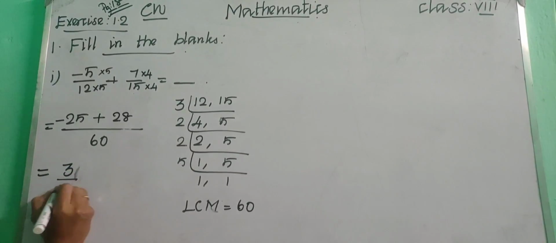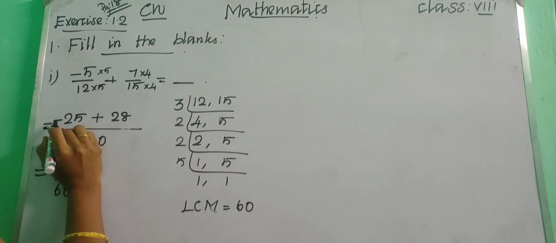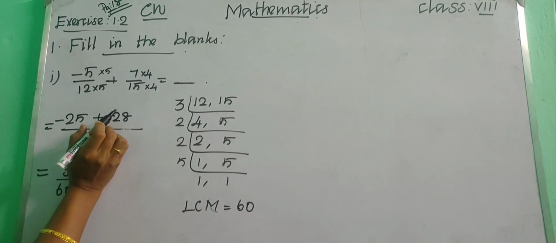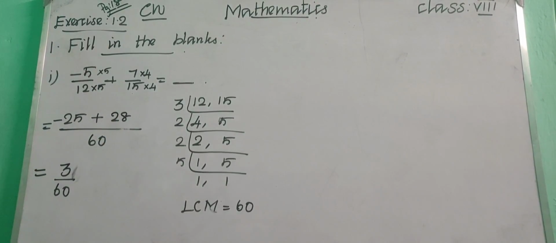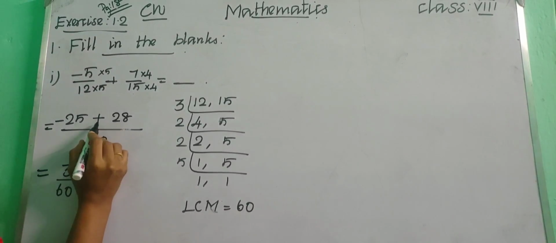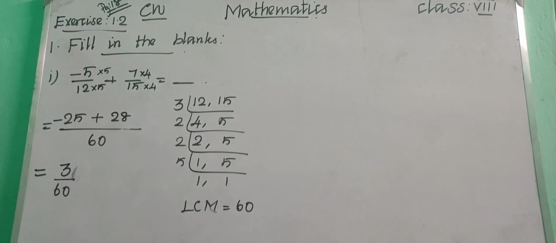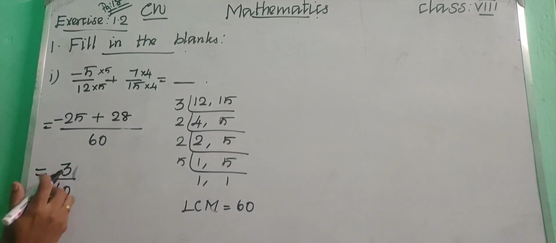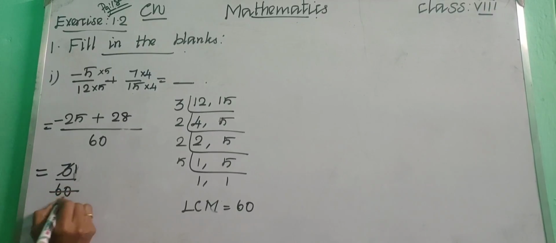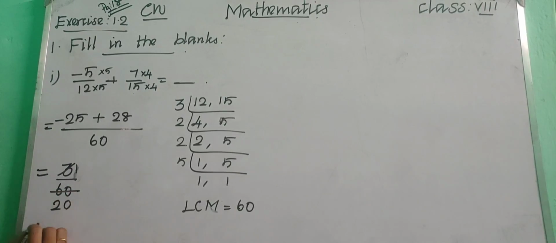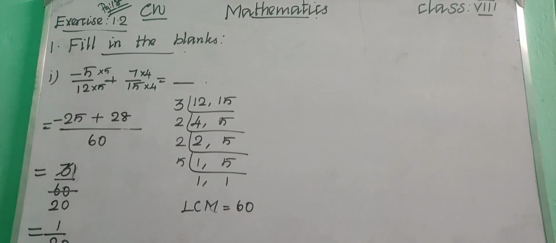Okay, we are having minus and plus signs here, so what we need to do? We need to subtract and put the greater number's sign. The greater number is 28, so the sign is plus. So the answer is 3 upon 60. So we can make it into standard form, right? See, 1 3 is 3 and 2 3s are 6 and 0. So what is the answer? The answer is 1 upon 20. Okay children, so just copy it in your notebook.